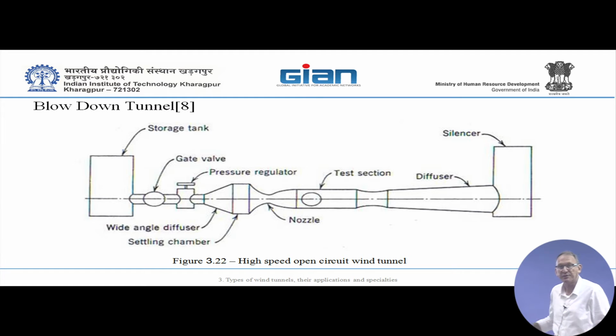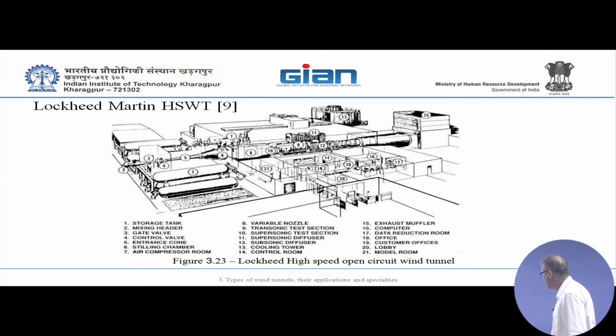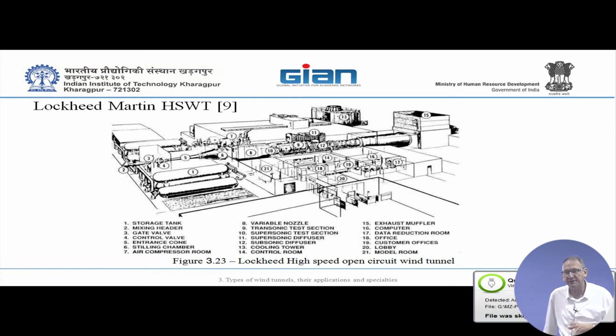Actually, I was building this blowdown one in our place. It was my project, and this one is the one in Lockheed Martin in Texas. Formerly it belonged to Vought. Vought is a company; there were a lot of companies manufacturing airplanes in the US. I think there were 7 companies, and this is one of them that disappeared.